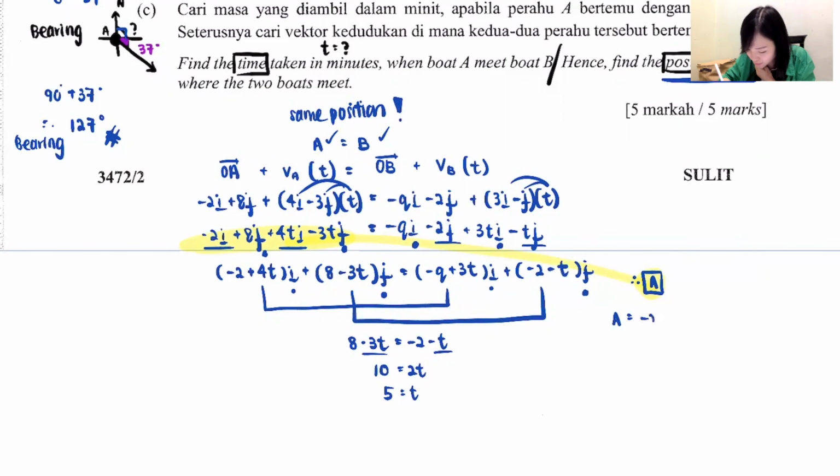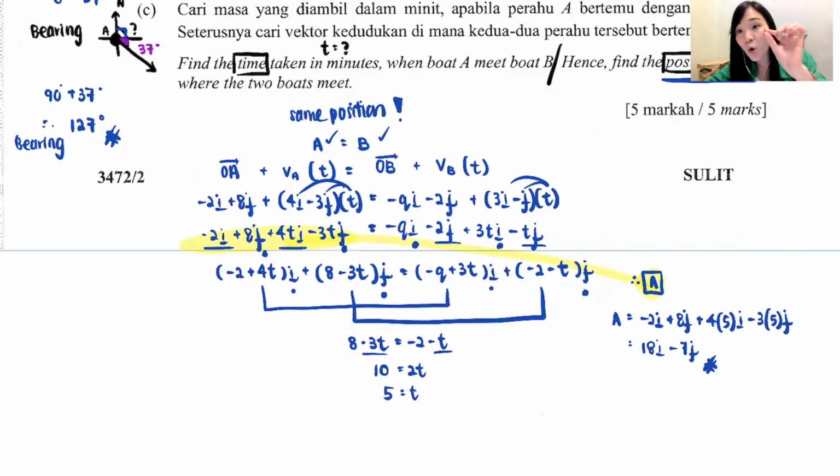So isn't it negative 2i plus 8j plus 4? Now the t is 5, I can sub inside. And then this t also 5. So I combine them together. Negative 2 plus 20, do you guys get 18i? 8 minus 15, I guess getting negative 7j. So now I know the moment they meet each other is at 18i minus 7j.